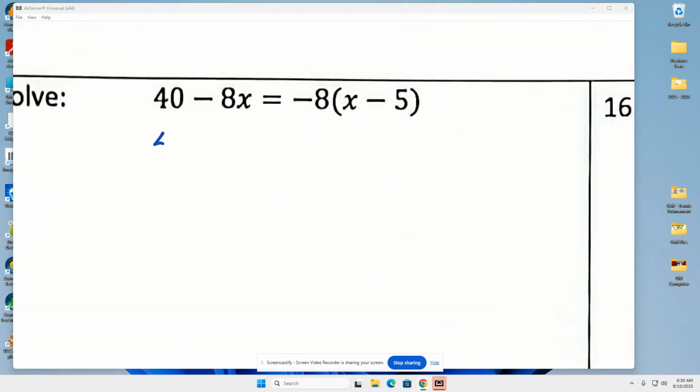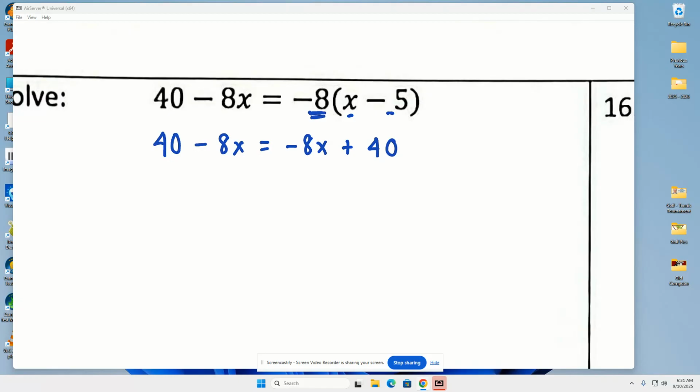That's 40 minus 8x equals, I've got to distribute negative 8. Negative 8 times x is negative 8x. Negative 8 times negative 5 is positive 40. Now, is there anything I can simplify on this side? No. Is there anything I can simplify on this side? No. Then we need to get our variables together.